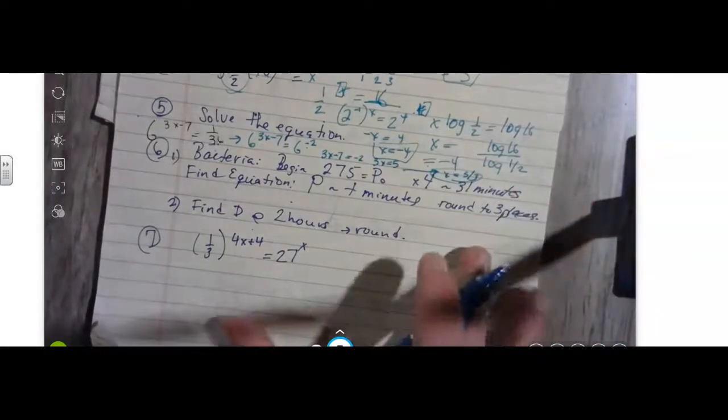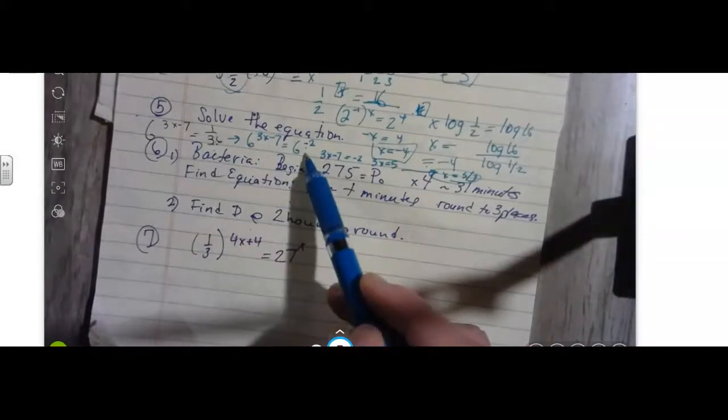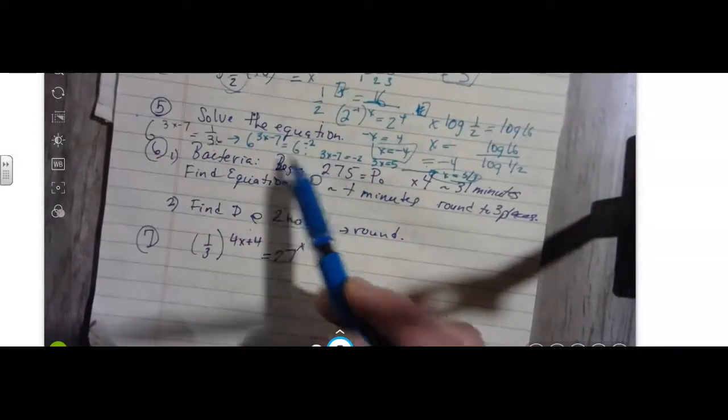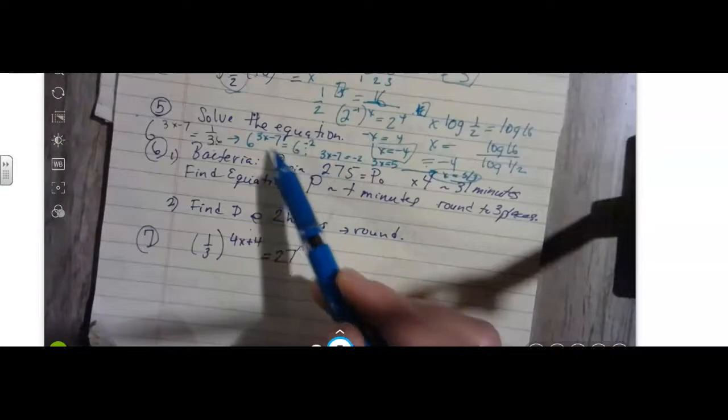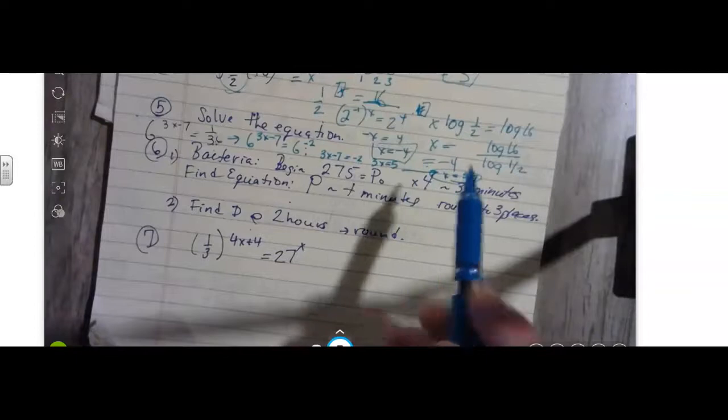Sorry for the small writing there, but that's what it is. So again, you want to get the same bases there. So that changes to 6 to the -2 power. And then you could equate the exponents if the bases are the same. And then you add your 7 and divide by your 3.